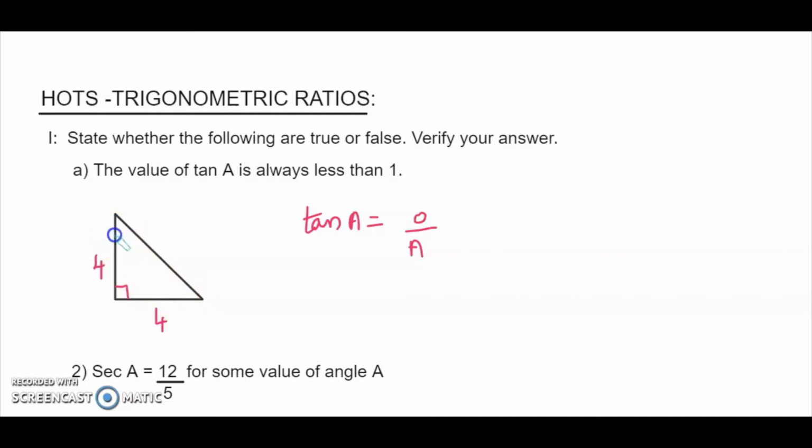So, in that case, suppose this is my A, this is B and this is C. Then in this case, my opposite is 4 and the adjacent is also 4. So I can get the value of tan as 1. So it's not necessary that the value of tan is always less than 1. It can be 1 for an isosceles right angle triangle. So this statement is a false statement.